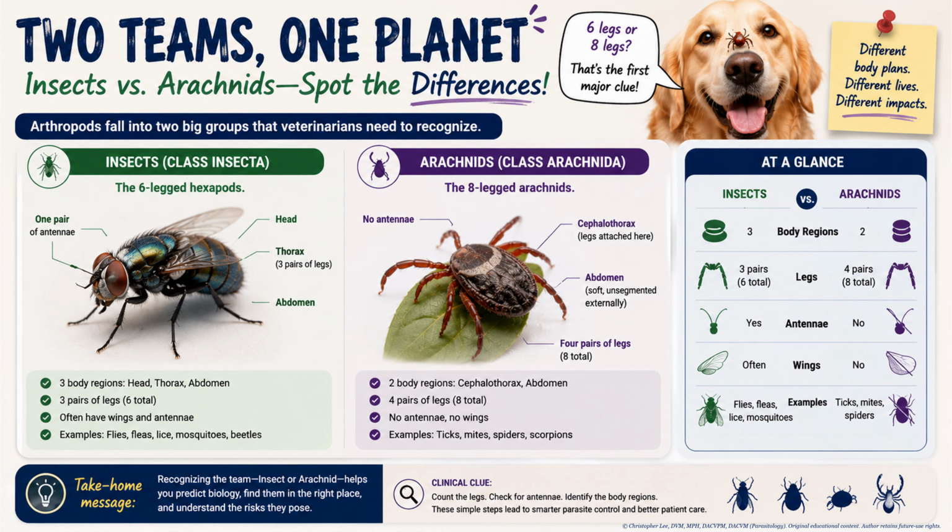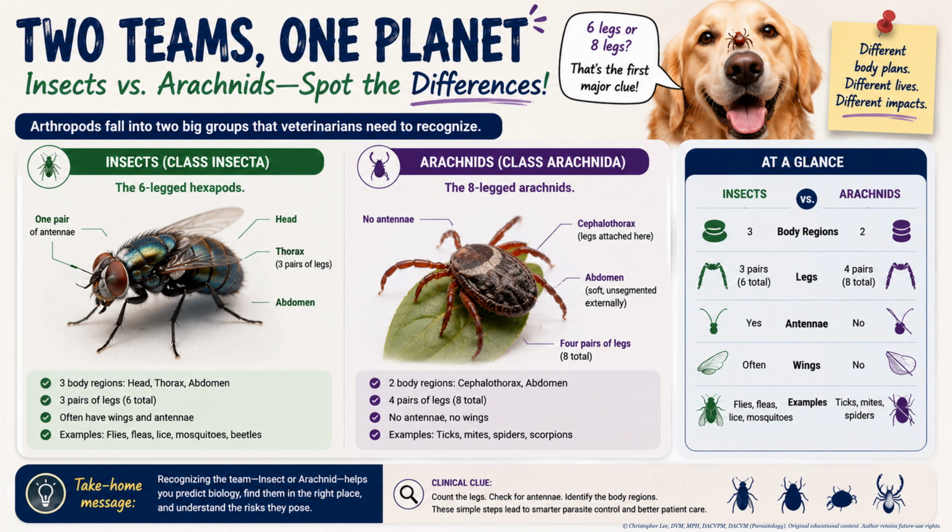Now we divide arthropods into two of the big veterinary teams, insects and arachnids. Insects generally have three body regions: head, thorax, and abdomen. Adults have 3 pairs of legs for a total of 6. They often have antennae, and many have wings, although flies and lice are wingless. Veterinary insect groups include flies, mosquitoes, fleas, lice, and several parasite-adjacent insects.